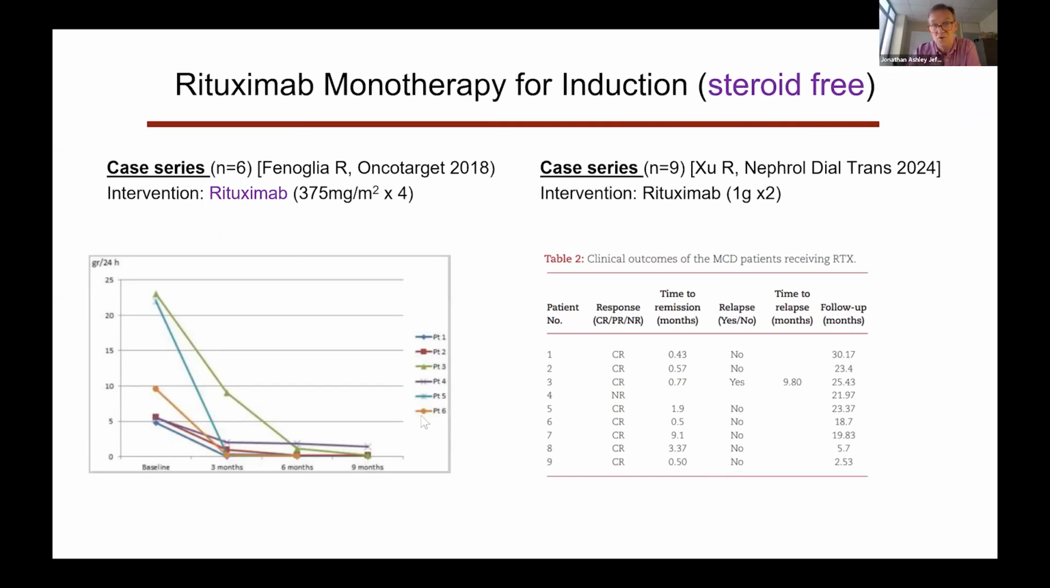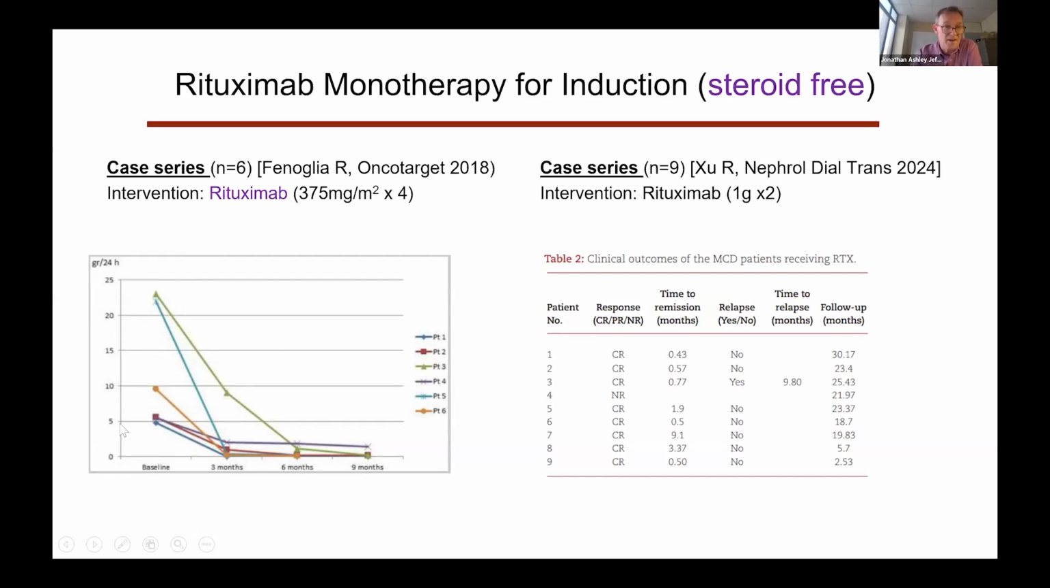This was done in patients in whom anti-nephrin antibodies or other antibodies were not measured. It's really just 2 small case series. There's really not a lot of data out there at the moment. But in these case series, which might be highly selective, these were patients who had contraindications to steroids for one reason or another, and all had a response.